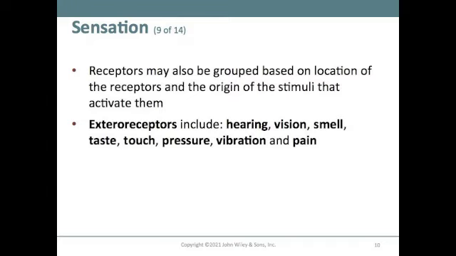Another way to group sensory receptors is based on the location of the receptors and the origin of the stimuli that activate them. Exteroreceptors are located at or near the external surface of the body. They are sensitive to stimuli originating outside of the body and provide information about the external environment. The sensations of hearing, vision, smell, taste, touch, pressure, vibration, temperature, and pain are conveyed by exteroreceptors.